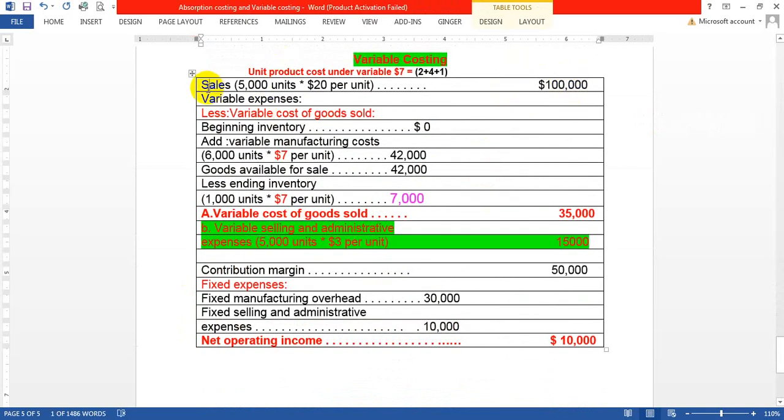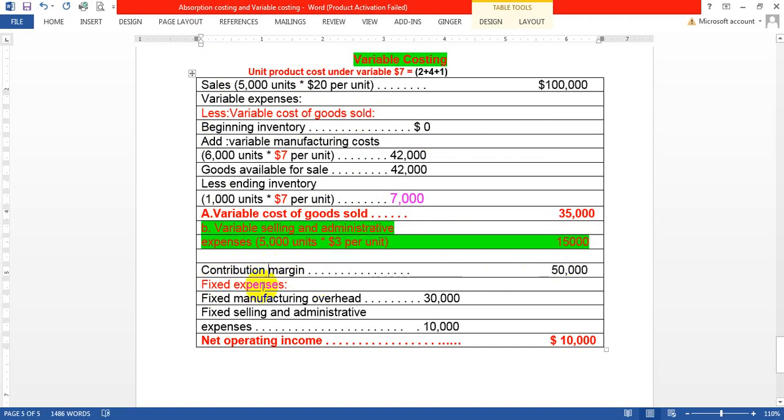Now remember the contribution format income statement. Sales minus variable expense is equal to contribution margin. Look here, the sales is there, and all my variable expenses are there, the variable cost of goods sold and variable selling and admin, right? There are 2 types of variable cost: one is variable cost of goods sold and the other is variable selling and admin. We will deduct these 2 from our sales. What do we get? We get the contribution margin, right?